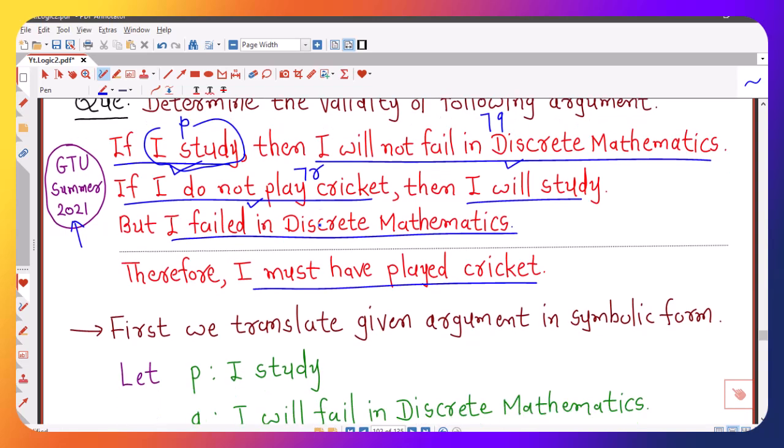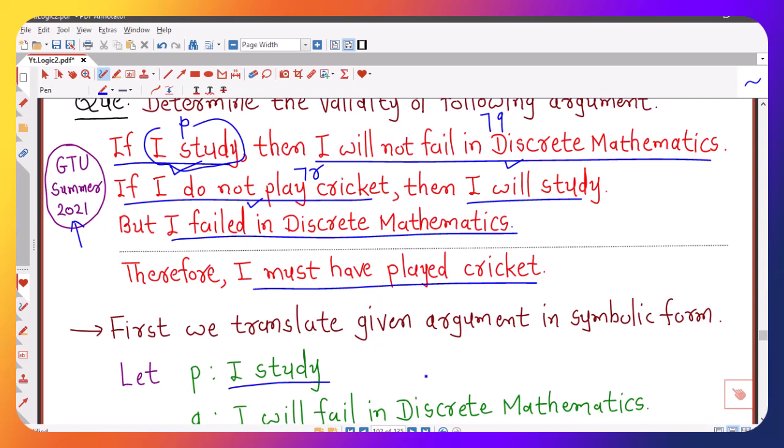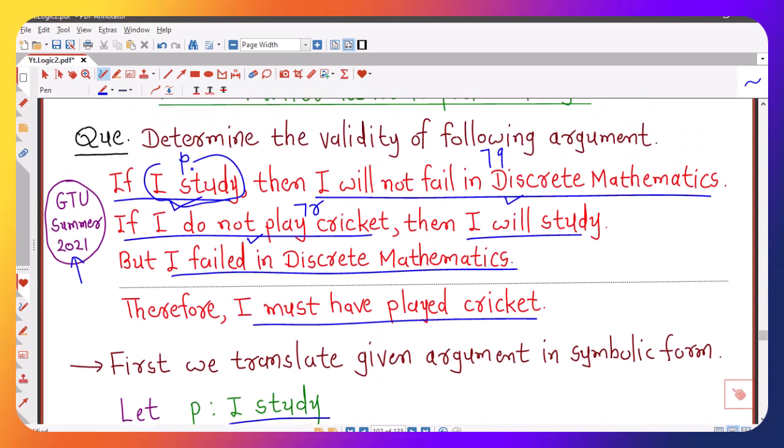So first we have to write down which notations we are using. As I discussed, I denote the proposition I study by small p. I use q for the statement I will fail in discrete mathematics, and r denotes that I play cricket. And then using these notations we are able to write down these premises in symbolic form. First one is if I study, that is p, then I will not fail in discrete mathematics, that is negation q. So the first premise in symbolic form is p implies negation q.